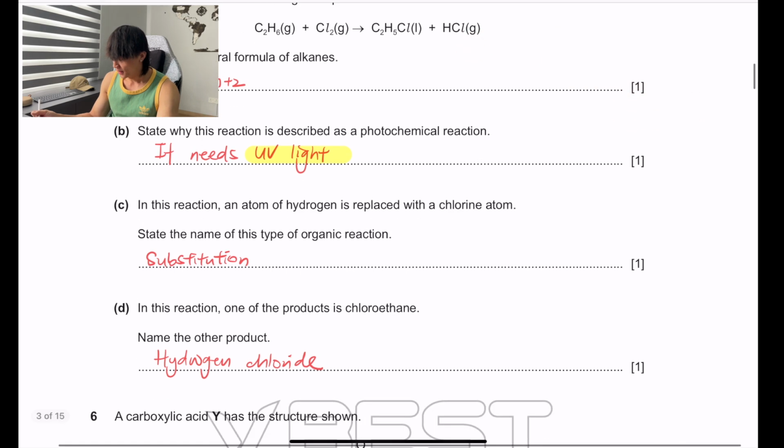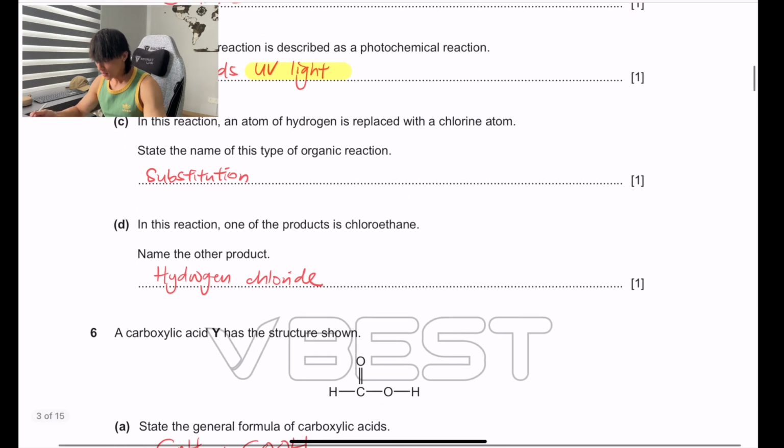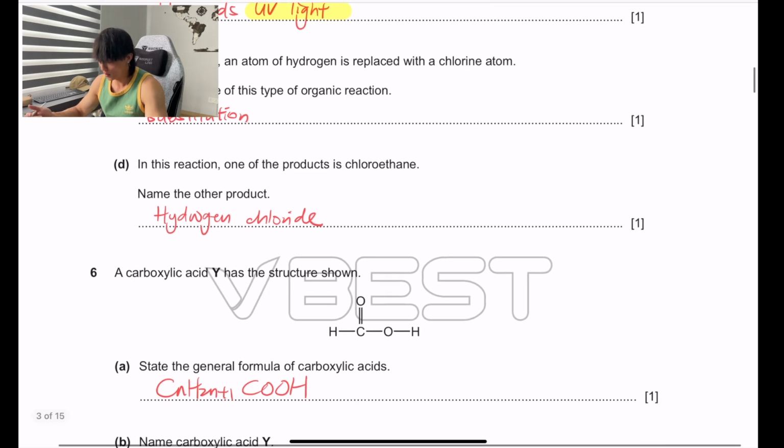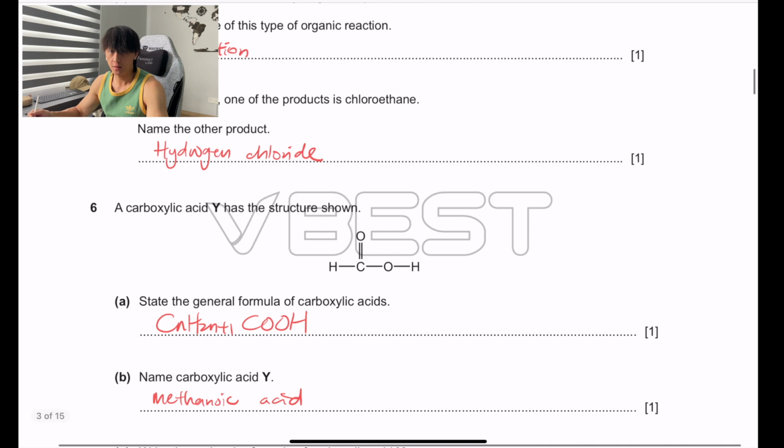Next, what is the general formula of carboxylic acid? Carboxylic acid, CnH2n plus 1 COOH. And what is the smallest carboxylic acid? Why? Only one carbon, methanoic acid.